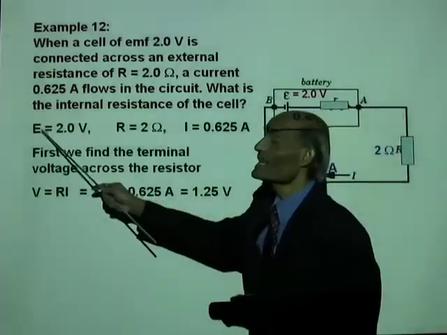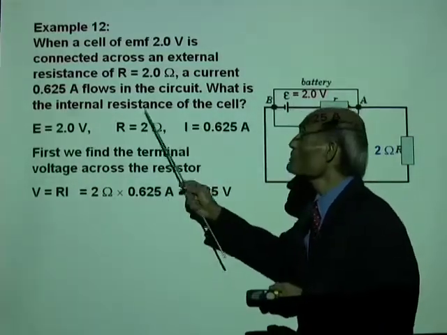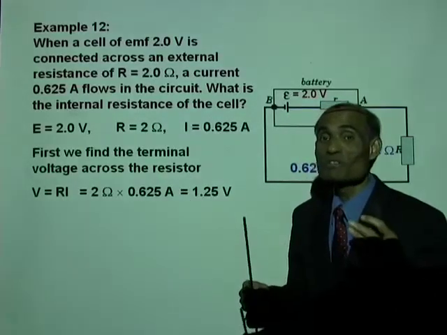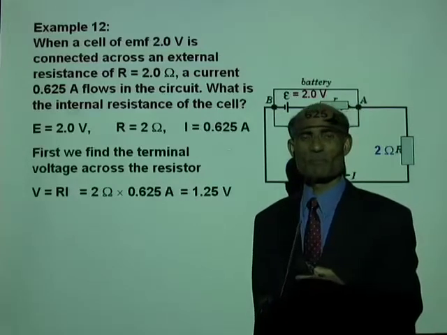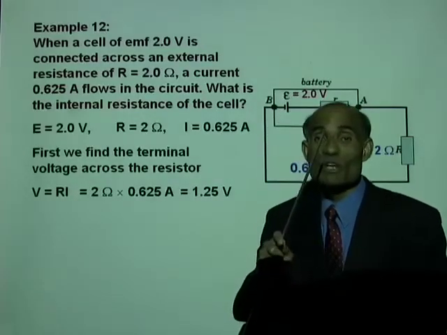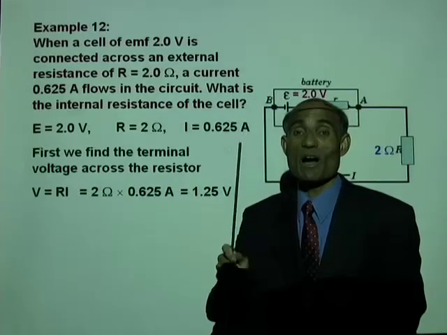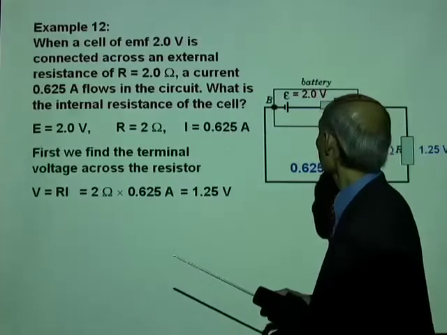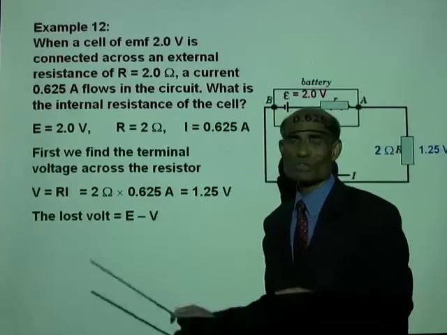We now know the EMF. We know the terminal voltage. We know the external resistor. We can now use the formula we developed for the internal resistance. Do you remember that formula? Lowercase r equal to uppercase R times (E over V minus 1). Now the lost volt.